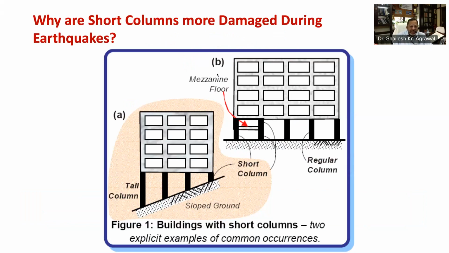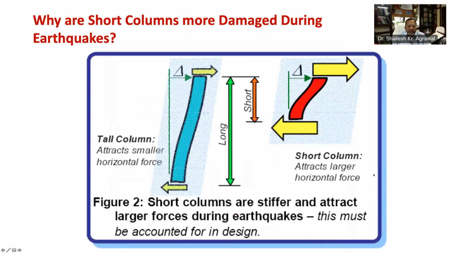As you can see in this figure, there are two examples given of buildings with short columns. First is a building on sloping ground, as you see in figure 1A, and a building with mezzanine floor, in figure 1B. Poor behavior of short column is due to the fact that in an earthquake, a tall column and a short column of same cross section move horizontally by the same amount, let's say delta, as shown in figure 2. However, the short column being stiffer as compared to the tall column attracts large earthquake forces.